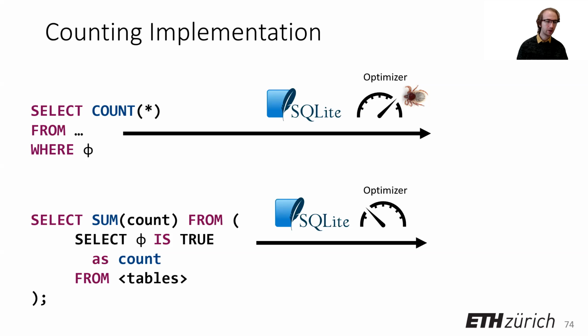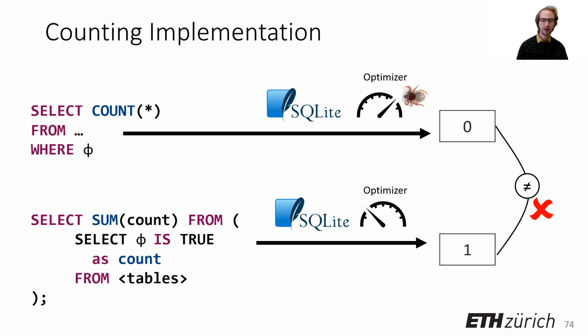Implementation-wise, we can actually make use of aggregate functions that SQL provides. So for the optimized query, we can use the count aggregate function to count the number of records in the result set. And for the unoptimized query, we can use sum to sum up how often phi evaluates to true, in which case it is implicitly cast to 1 here for SQLite. And then basically we get back a single integer that we can conveniently compare to implement this technique.